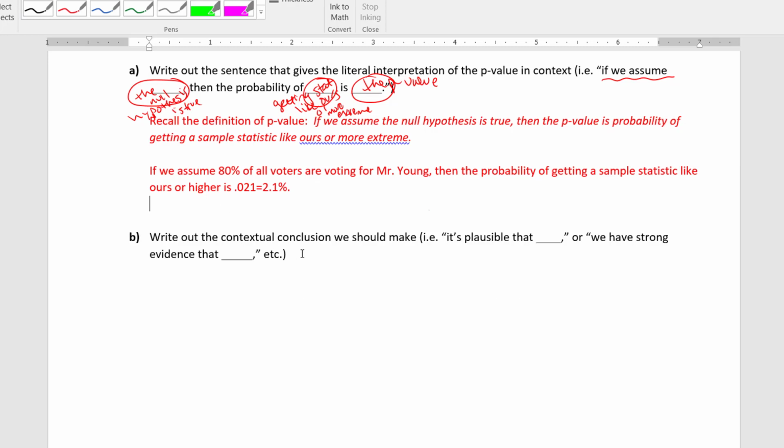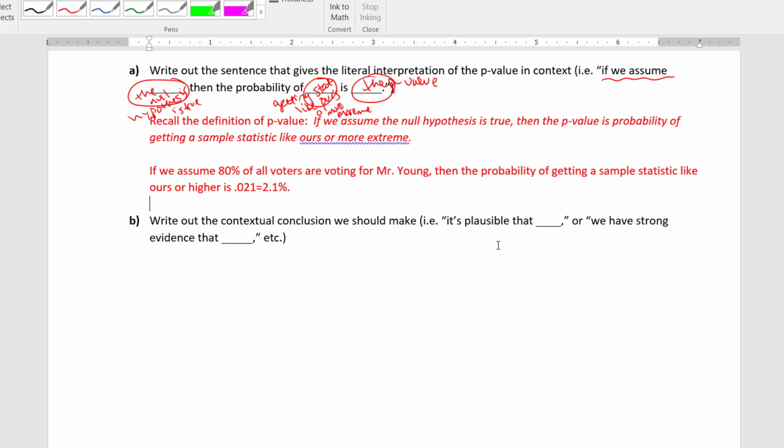Part B says, write out a contextual conclusion that we should make. This is us making our actual conclusion. Do we think the null hypothesis seems more correct, or the alternative hypothesis? You're going to make a statement like, it's plausible that the null hypothesis is true, or we have strong evidence that the alternative hypothesis is true, and you're going to put that in context. So what we're trying to understand is whether this p-value, this 2.1% number, gives us enough evidence against the null hypothesis that we would say the alternative hypothesis seems more accurate. And in this case, yes.